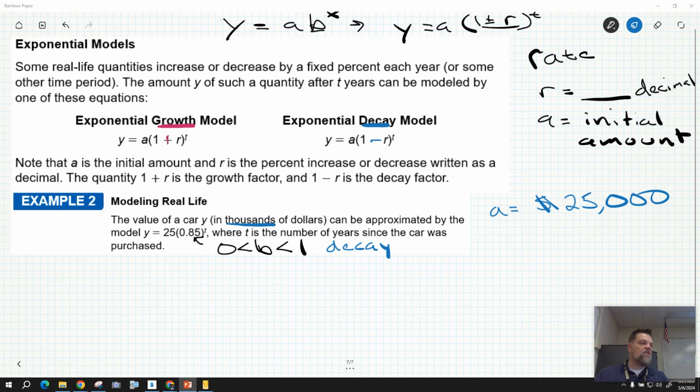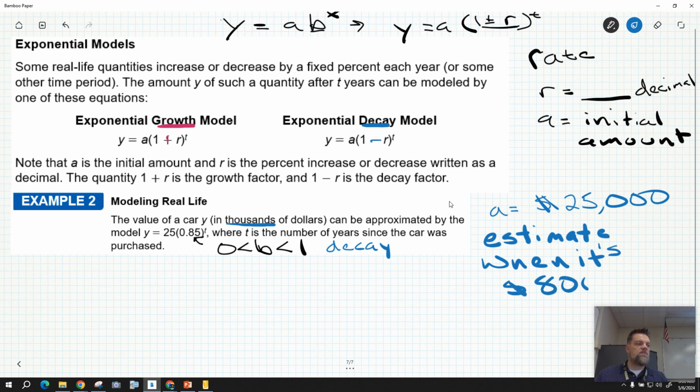But let's pick a value. Let's say we want to estimate when it's going to be worth $8,000. Now there's a couple of ways you could do this. There isn't an easy way yet because I have to teach you the easy way. But probably the easiest way to do this is just to pull it up on Desmos.